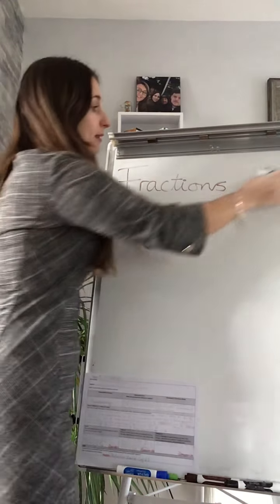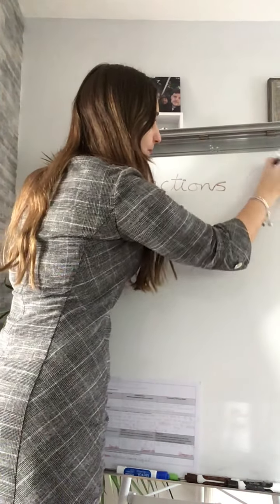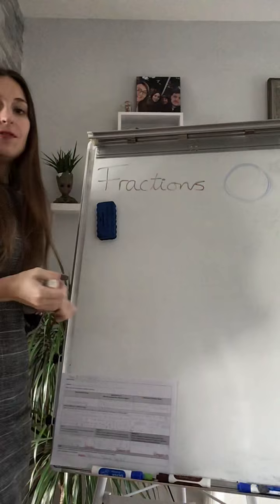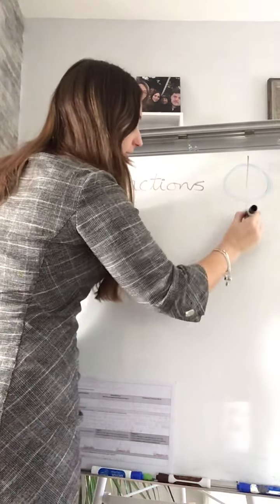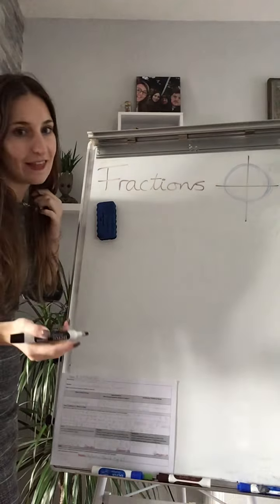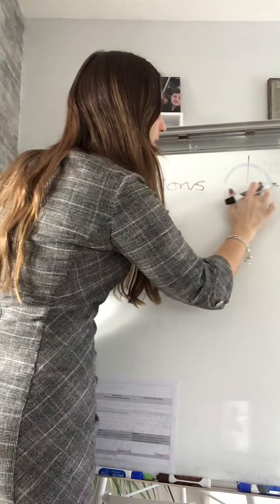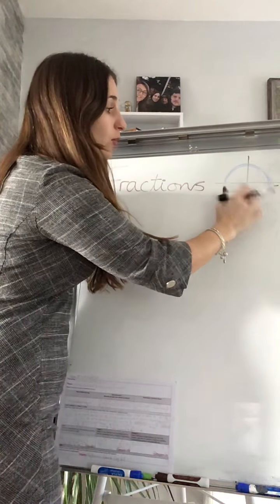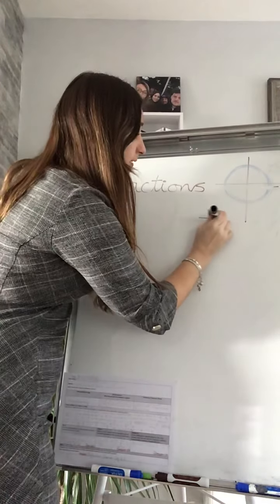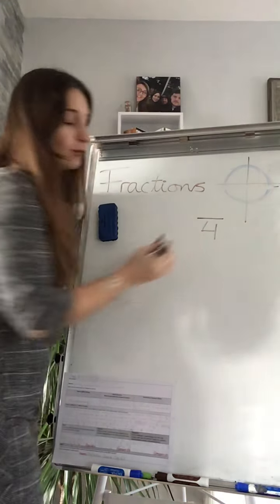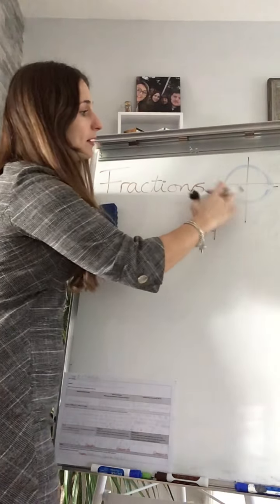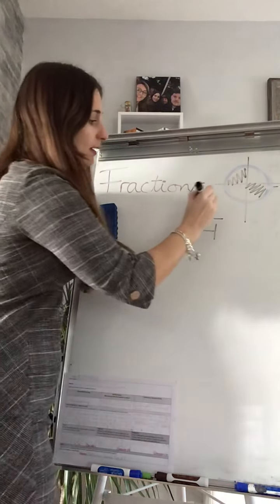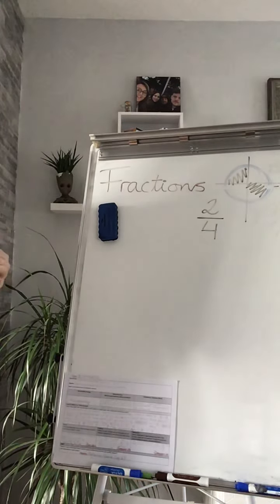So let's remember that if I have, for example, a pizza, and then I cut it into equal parts, okay? You have 1, 2, 3, and 4 equal parts. You have cut one whole pizza into 4 equal parts, yeah? And then from those equal parts, I'm going to eat 1 and 2, okay? And this is how we represent fractions.